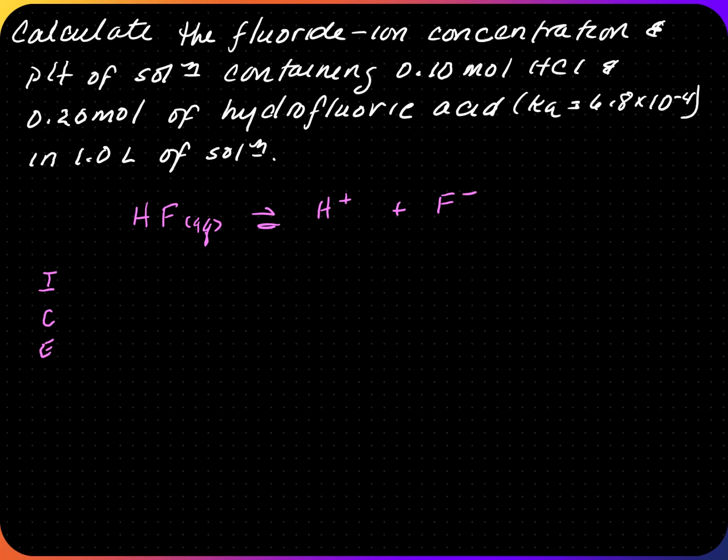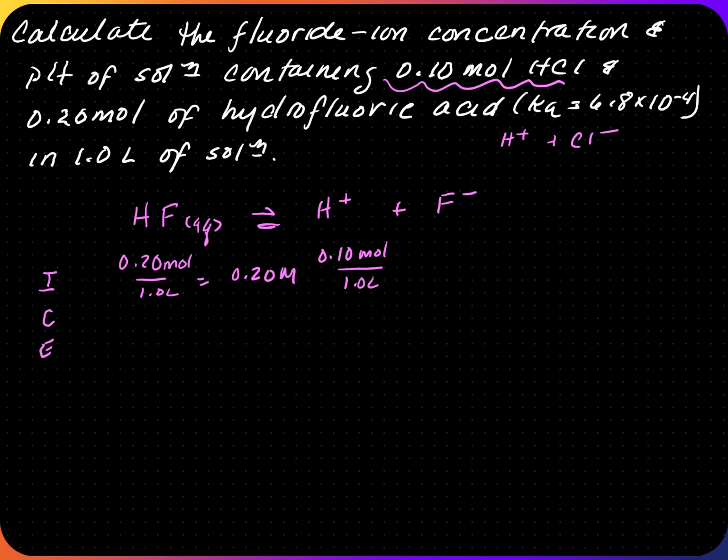We know that the initial concentration of hydrofluoric acid is 0.2 moles per 1 liter, so this is going to be 0.20 molar. We have a common ion right here, 0.10 HCl, which will break into H plus and Cl minus. So my initial concentration of H plus is not 0, but 0.10 mole over 1.0 liters, which is just 0.10 molar. Fluoride concentration is 0.